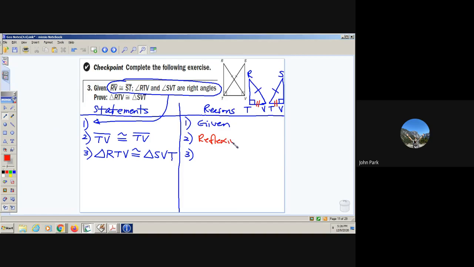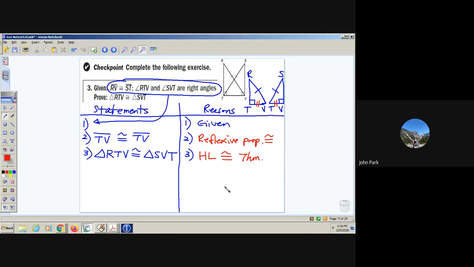We saw that quite a bit. So remember, you can use that reflexive property of congruence, right? And then once I establish that, I know it's the right triangle, right? I know hypotenuses are congruent. I know the leg is congruent. So then, therefore, these two triangles are congruent by HL congruence theorem.